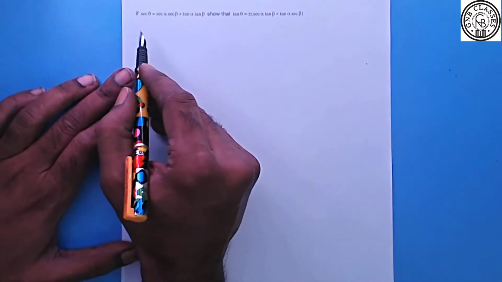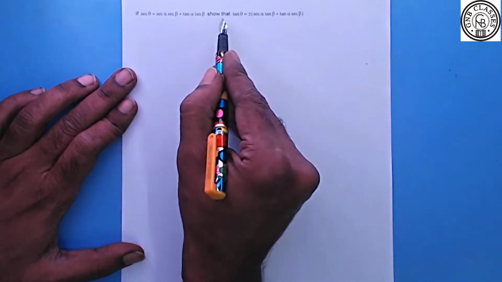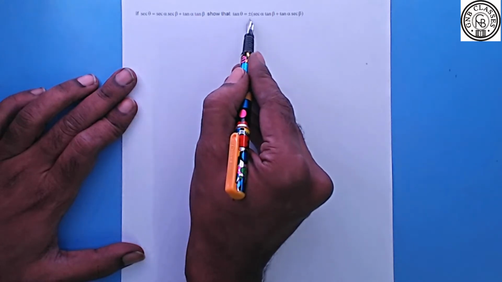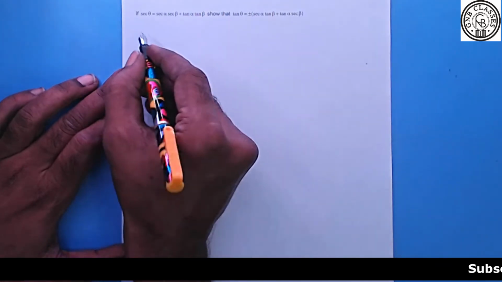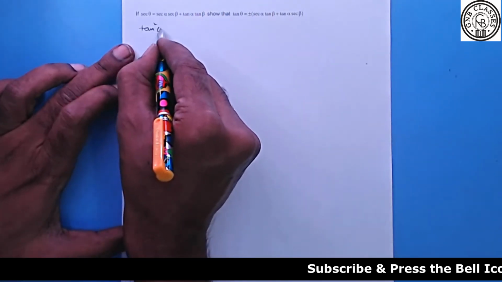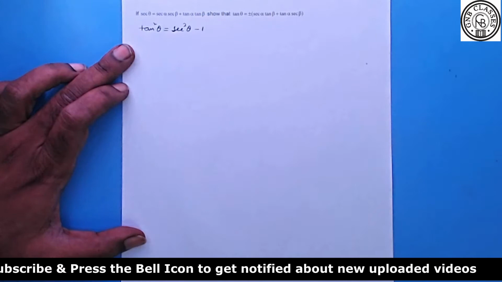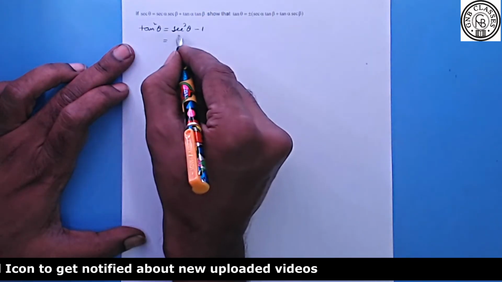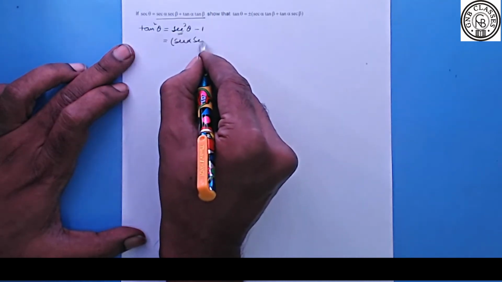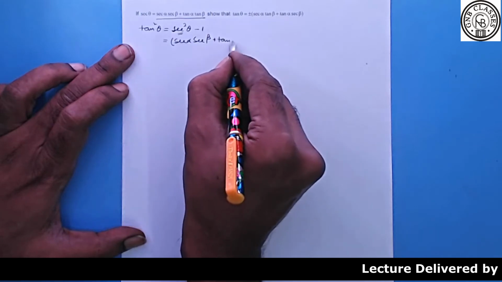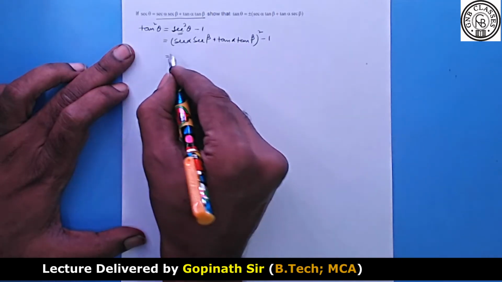In this question, if sec θ = sec α sec β + tan α tan β, show that tan θ = ±(sec α tan β + tan α sec β). So here we are starting with tan²θ, which can be written as sec²θ − 1. In place of sec θ, we are replacing this. So we are having (sec α sec β + tan α tan β) whole square minus 1. So let me open the brackets.